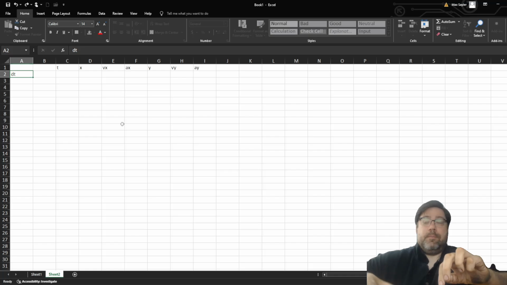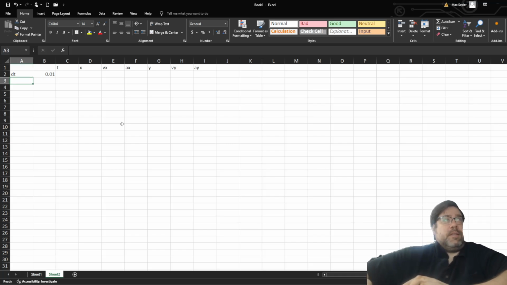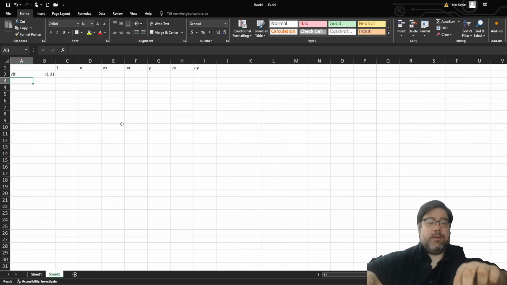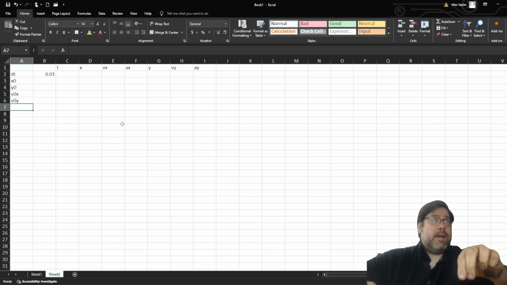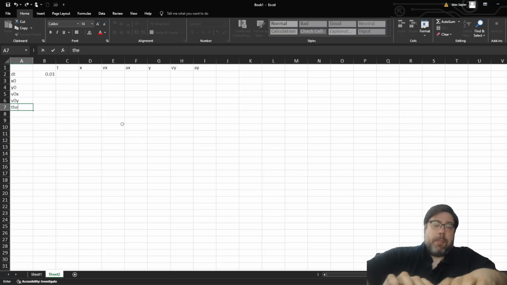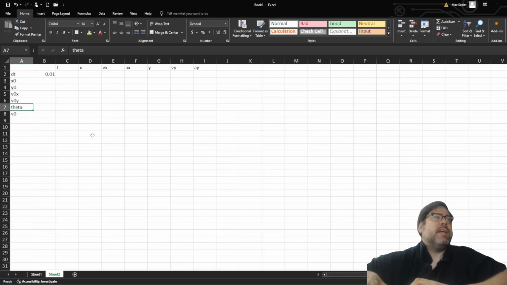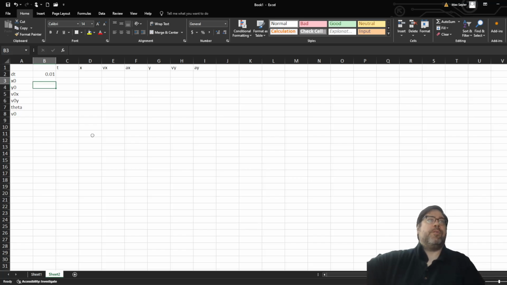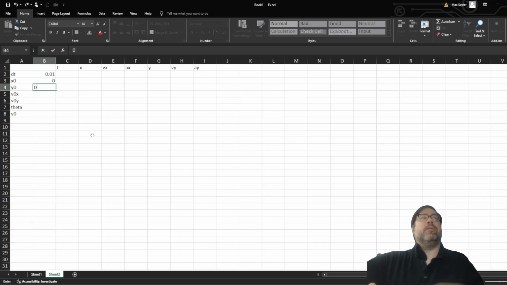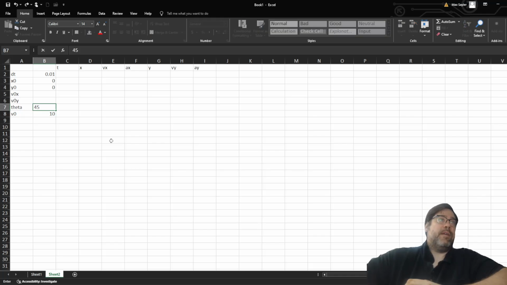Define the time step 0.01. Let's also define x0, y0, v0x, v0y, theta, and v0. So in this case, let's think about throwing a baseball, right, at a certain angle. All right. So if we throw a baseball, we'll start at x0 and y0. Let's say I throw it at 10 meters a second at an angle of 45 degrees.